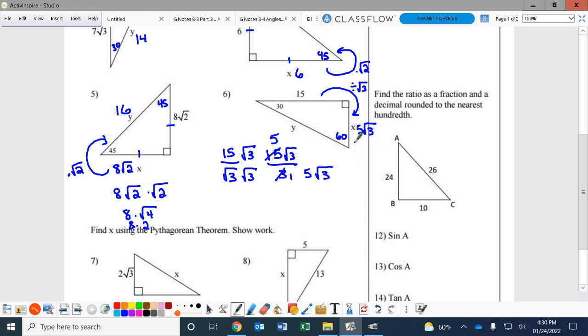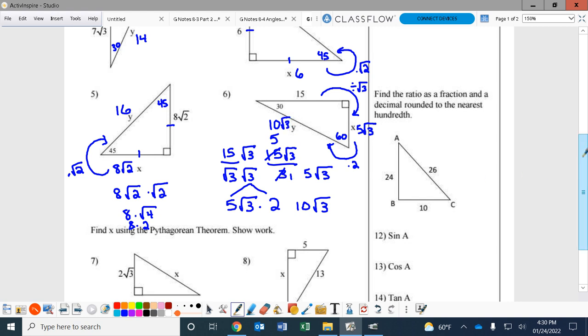Then to go from the short leg to the hypotenuse, you're going to be multiplying by 2. When you do 5 square roots of 3 times 2, you're just multiplying these outside numbers, which would make it 10 square roots of 3 for that hypotenuse.